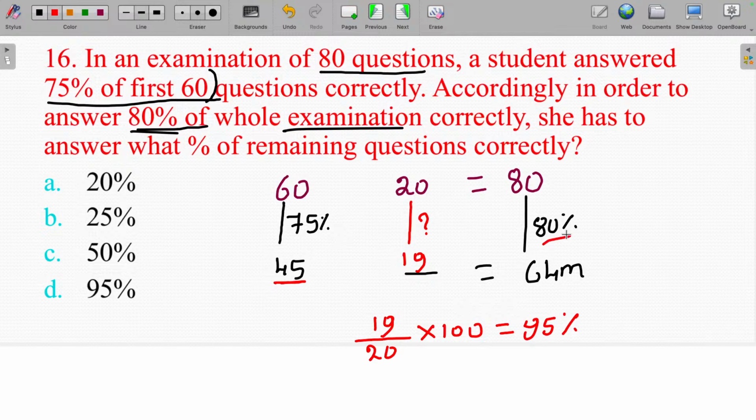We can solve this using alligation also, but the alligation method I will tell in the alligation chapter. Here, understand, is it clear? Yes, sir. This is the way to solve this question. Just write down the question number and solution. Is it clear, Preeti, Tanu and Alankrit? Yes. Right.